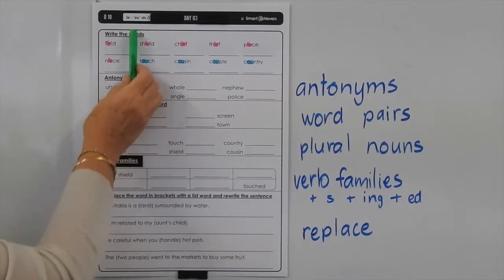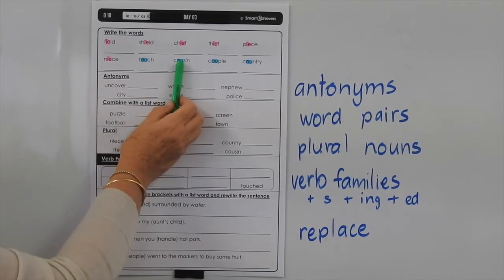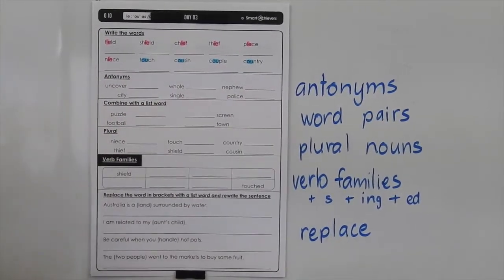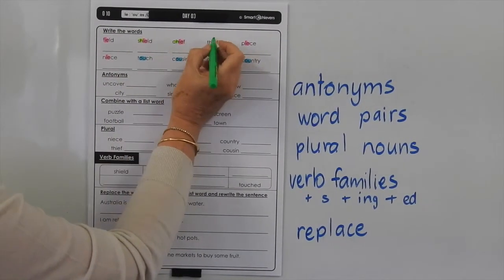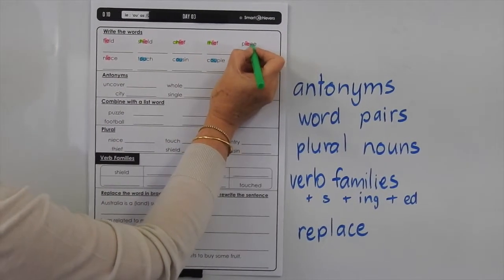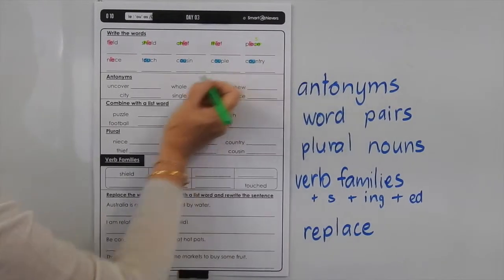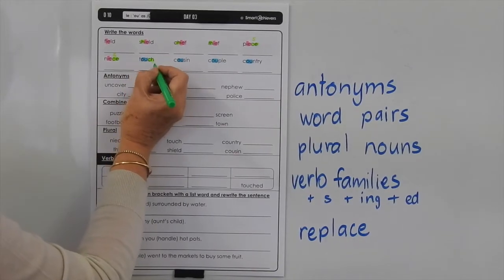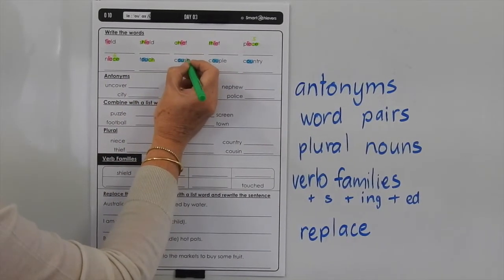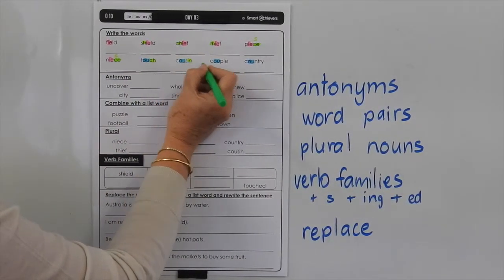Then we've got the OU making the up sound in touch, cousin, couple, country. So let's have a look. We've got the SH in shield, the CH in chief, the TH in thief, CE makes the sound at the end of that word, and on niece as well. We've got CH in touch, cousin, just remember it's IN at the end.